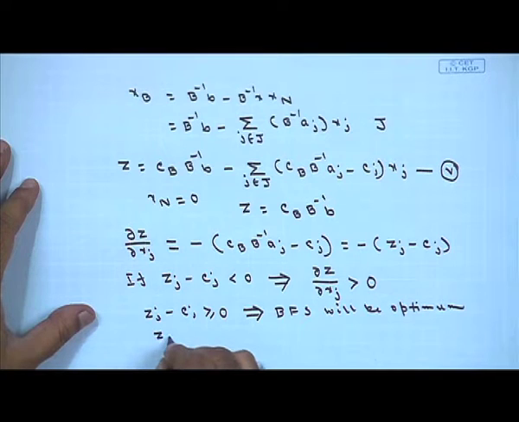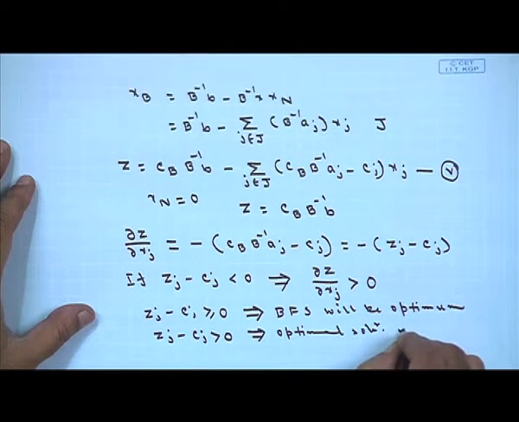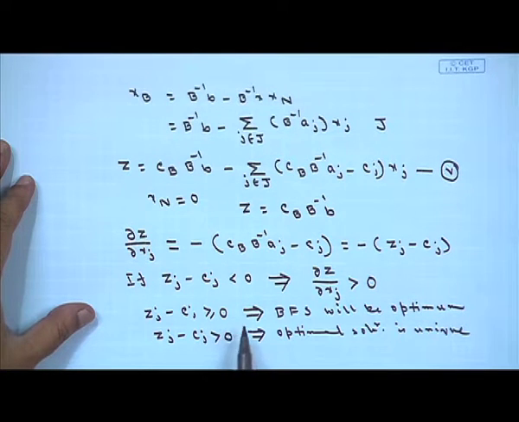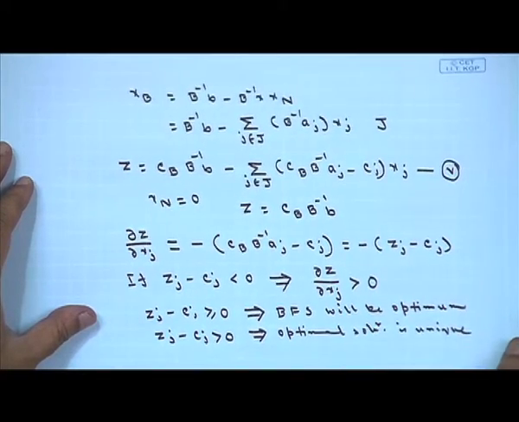Whereas, if Zj minus Cj is greater than 0 for all j, then we say that the optimal solution is unique. Please note this one, the optimal solution is unique. So, there are two cases. One is if Zj minus Cj is greater than or equal to 0, in that case the basic feasible solution will be optimum, and if Zj minus Cj is strictly greater than 0, then the optimum solution is unique.